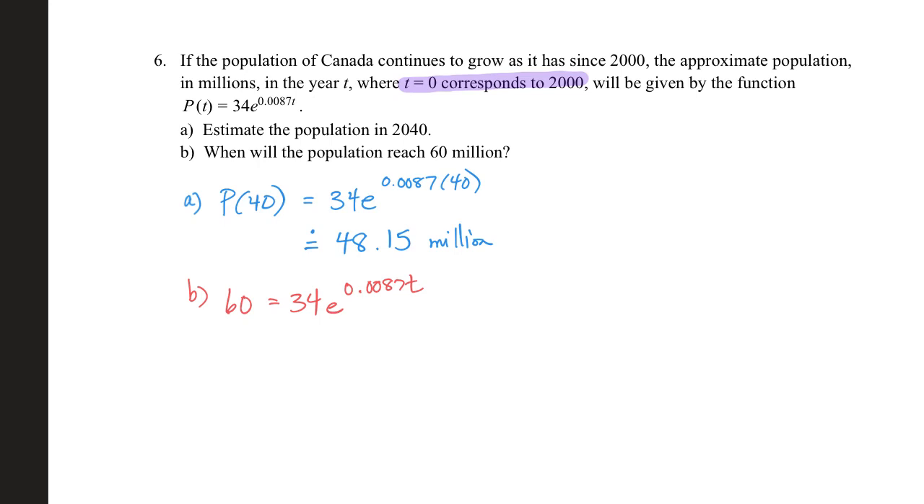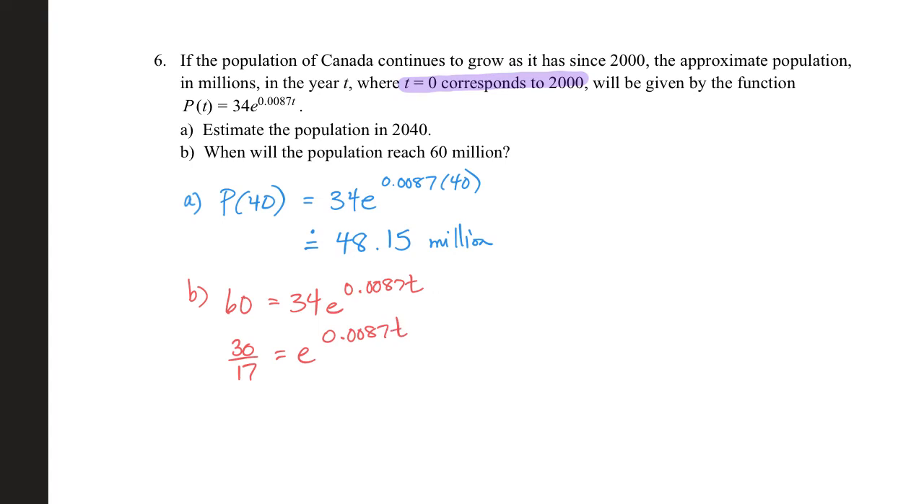You see that your variable is up in the exponent. We got to get that out. So we're going to have to get that power all by itself. So let's divide out our 34. Now, if I divide out my 34, I'm going to get 60 over 34. That is a pretty easy fraction to reduce to lowest terms.